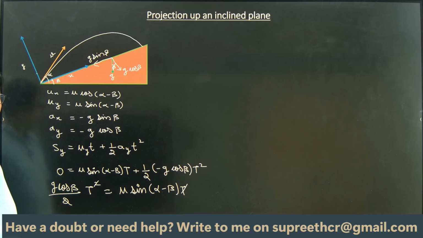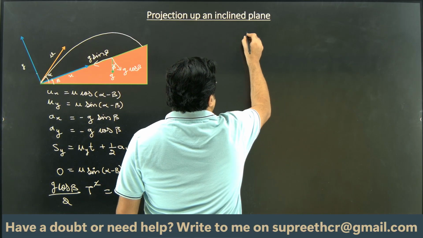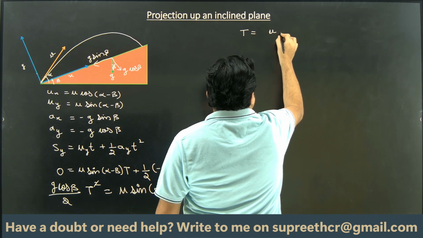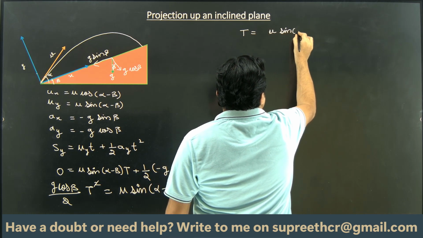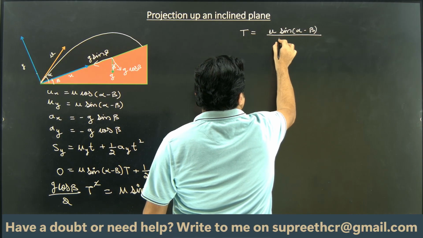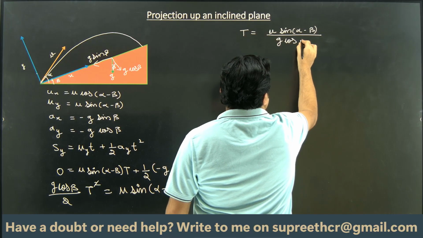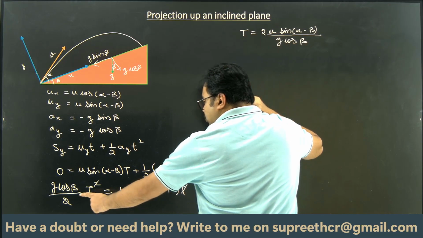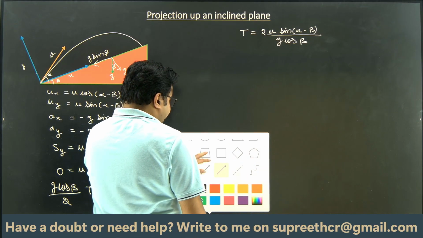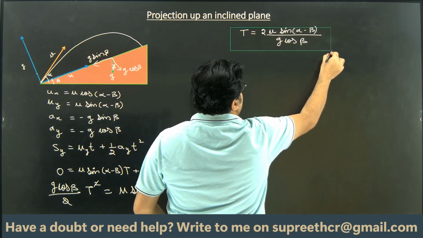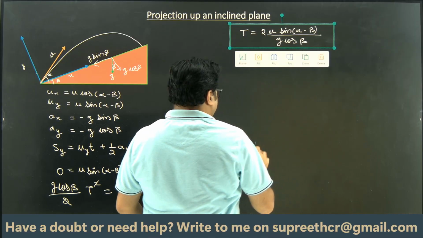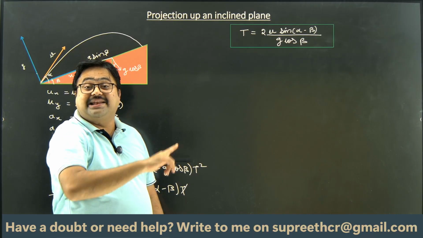The t's get cancelled. So we have the time of flight t equal to u sine (alpha minus beta) divided by g cos beta. You also have a 2 in the numerator because this goes up. That equation is the equation for time of flight, dear friends. That's the equation for time of flight when you are throwing an object up the inclined plane.